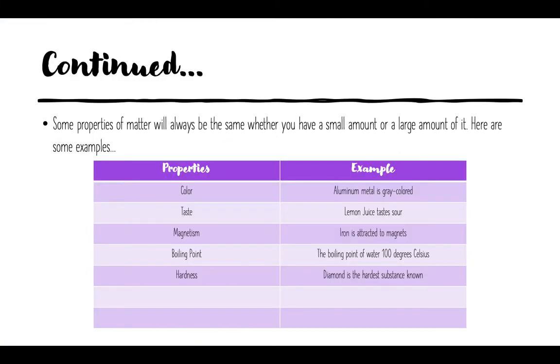Some properties of matter will always be the same whether you have a small amount or a large amount of it. Here are some examples. Color: aluminum metal is gray colored, and no matter how much I have of it, it's going to be gray. Taste: lemon juice tastes sour. Magnetism: iron is attracted to magnets. Boiling point: the boiling point of water is 100 degrees Celsius, 212 degrees Fahrenheit. Hardness: diamond is the hardest known substance.